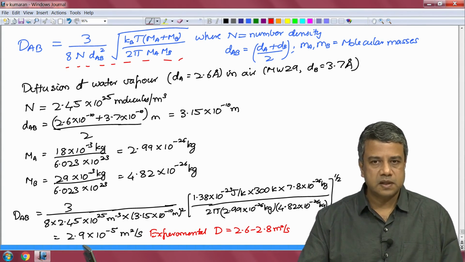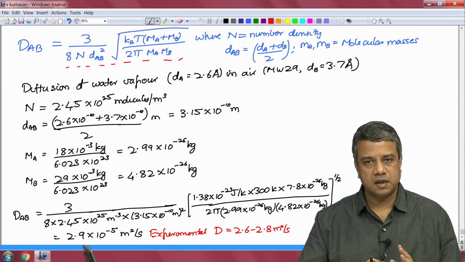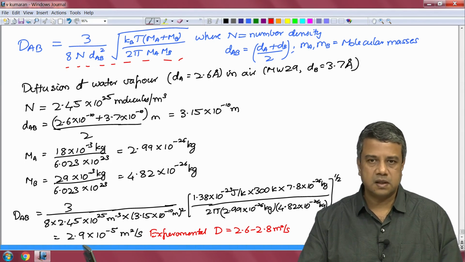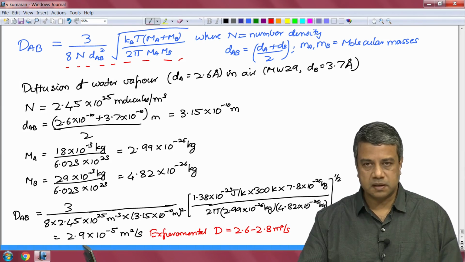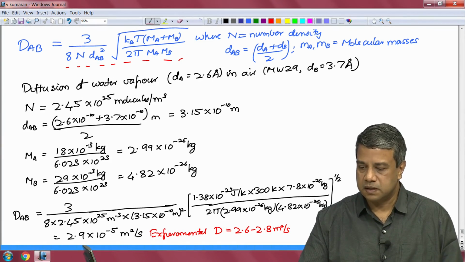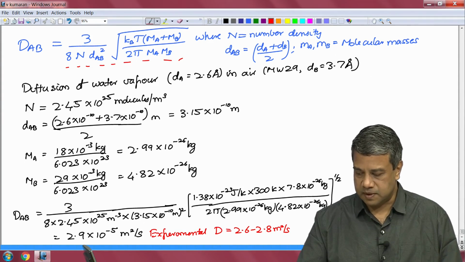So, this completes my discussion on diffusion in gases. I started off with a molecular description and showed how the diffusion coefficient in Fick's law is related to the molecular properties, the root mean square velocity and the mean free path, and how the mean free path is related to the number density of molecules and the molecular diameter. On that basis, we had estimated the diffusion coefficient and given you a more exact relationship for the diffusion coefficient for a binary gas mixture, and showed that it is close to the result that you get from experiments.